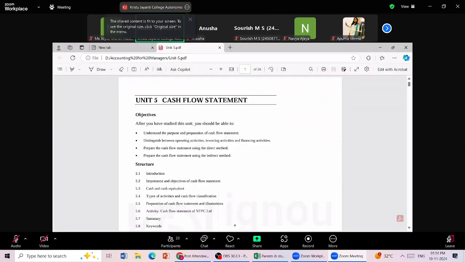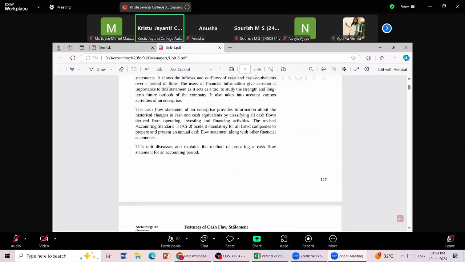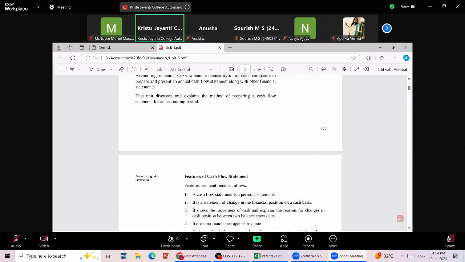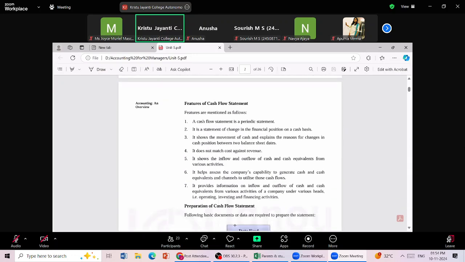So here also we are continuing with the cash flow statement only. I think we have given an introduction of cash flow as per accounting standard. So what are the features of the cash flow statement? The cash flow statement is a periodic statement. It is a statement of changes in financial position on a cash basis. On a cash basis, you can understand what changes happened, what is the movement of cash over the period between two different dates.